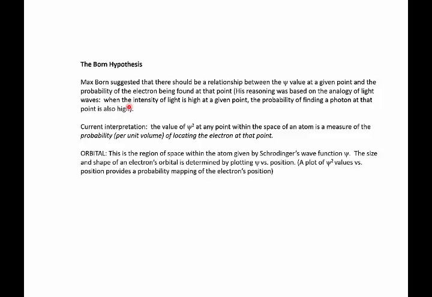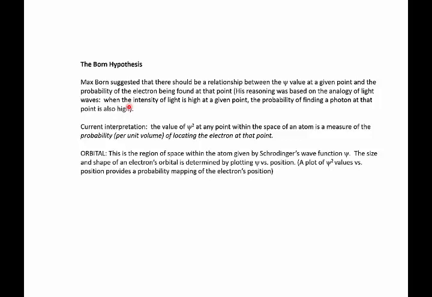Now, the word orbit, as I say, we abandon that idea, but we extend it to the word orbital. The word orbital has evolved from the word orbit. An orbital is not an orbit. An orbital is a region of space within the atom, and it's given by the Schrodinger wave function psi. The size and the shape of the electron's orbital is determined by plotting psi versus position, or equivalently plotting psi squared versus the position of the electron in 3D space. An orbital is a defined region of space where the probability of finding an electron is high.